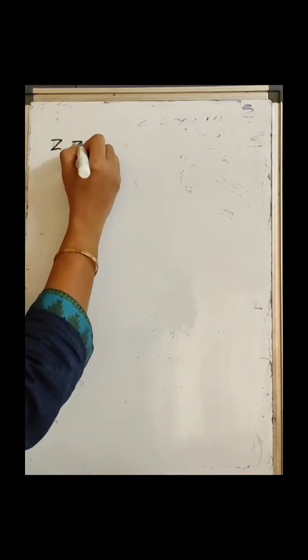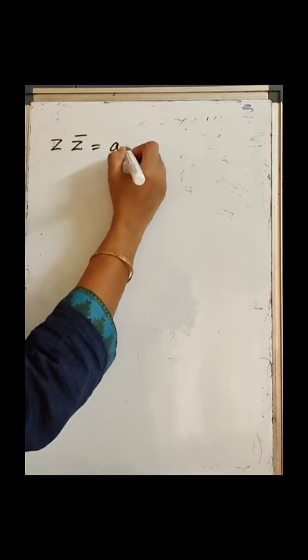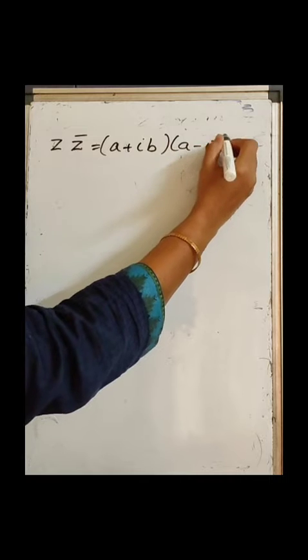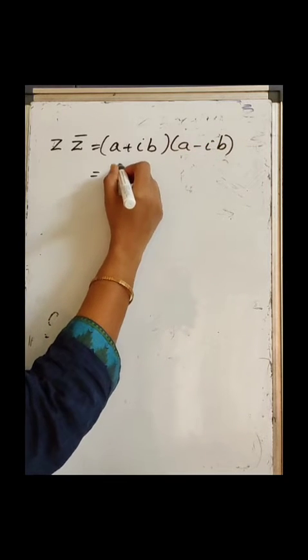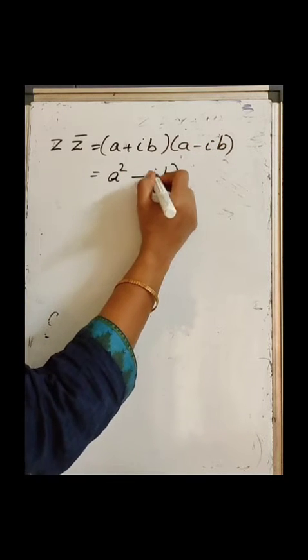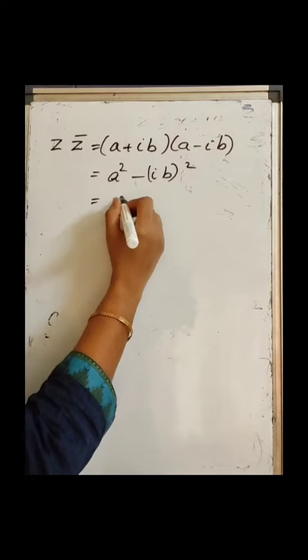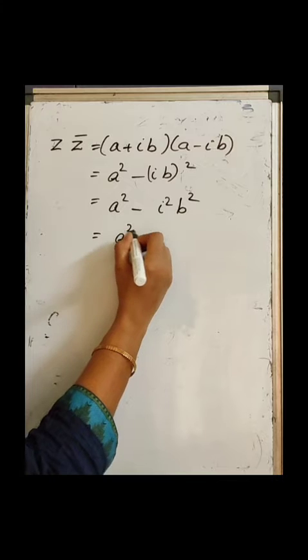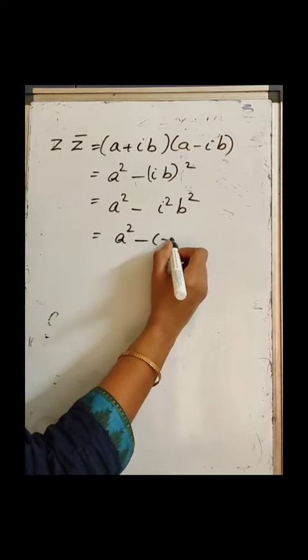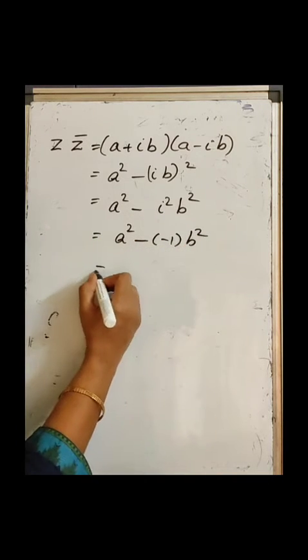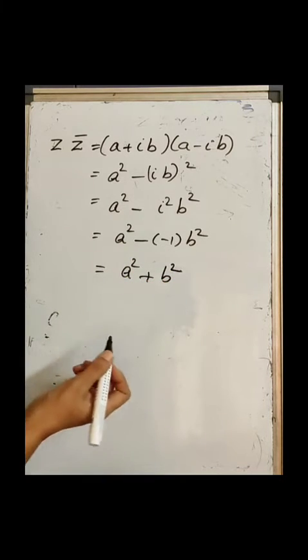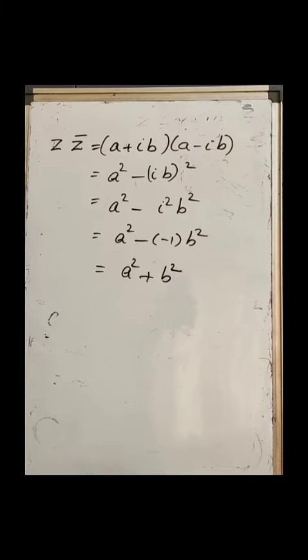What is z into z bar? a plus ib into a minus ib. So it is a square minus ib the whole square. a square minus i square b square. i square is minus 1, so a square plus b square. So z into z bar is a square plus b square.